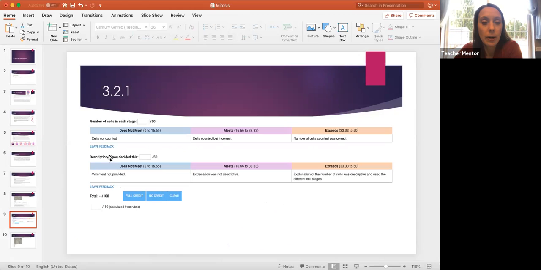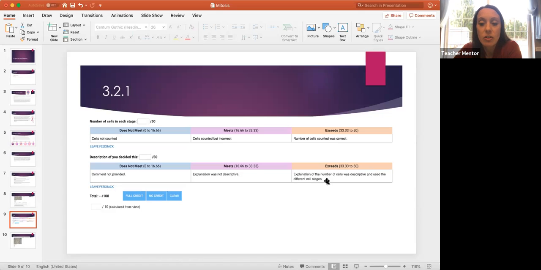And then the second part is the description of how you decided this. And this is the more important part, I will say, in this rubric, is that we're looking for an explanation of the number of cells. It was descriptive, and it was used to decide the different cell stages. So if you were to say that there are 10 cells in interphase, you need to be able to explain why you think that. So again, you're making an estimate, but you have to back it up, and you have to back it up with showing your understanding of what you know is happening in each one of those phases.